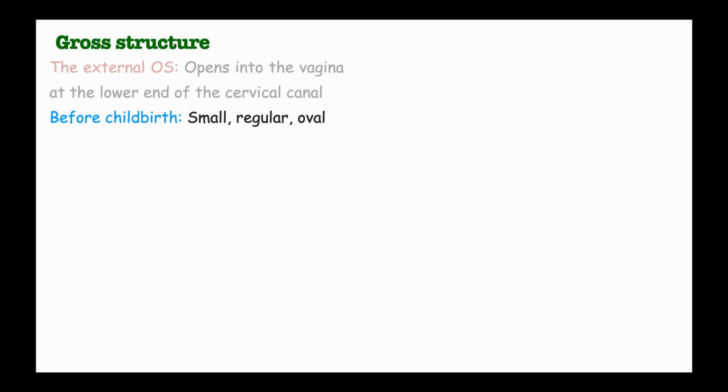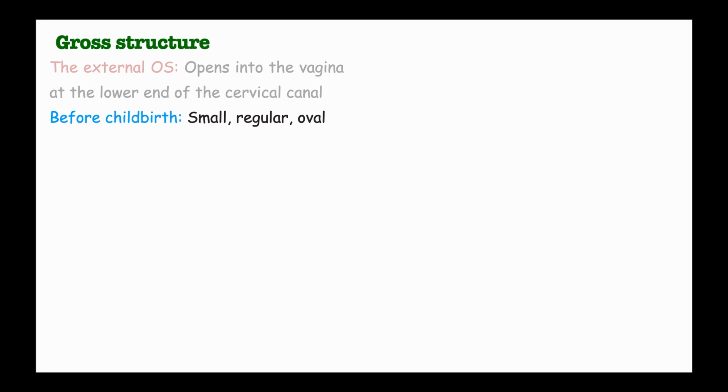Now, when we look at the external os, it is that part of the cervix which opens into the vagina at the lower end of the cervical canal. When we look at the external os on pelvic examination, it is found at the level of the upper border of the symphysis pubis. Before childbirth, the external os is a small, round, as well as oval opening.